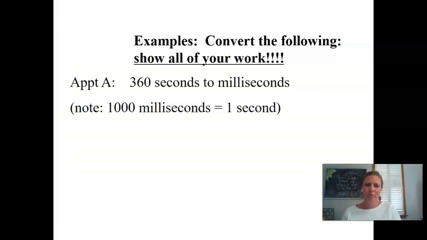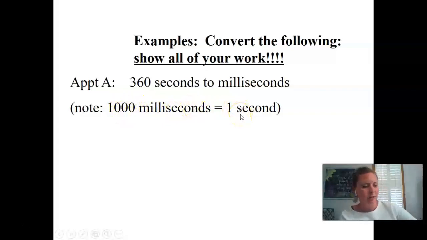Let's look at one more here. So I've got 360 seconds to milliseconds. And you're like, when in the world would I ever use milliseconds? Just think about the Olympics, when they are measuring someone's speed, sometimes they'll be like, they're 1/10 of a point off, or 1 point or 2 seconds off. This is that time that would come into play. So we've got 360 seconds to milliseconds. Our equivalent factor is 1,000 milliseconds equals 1 second.